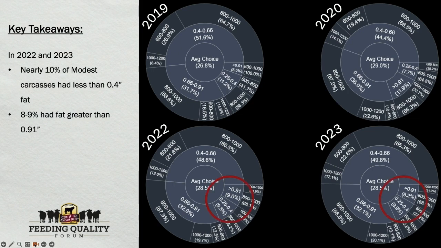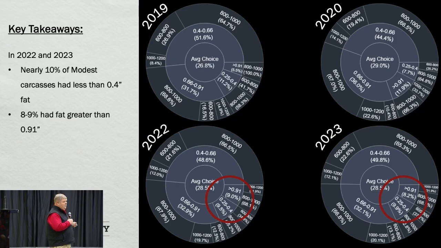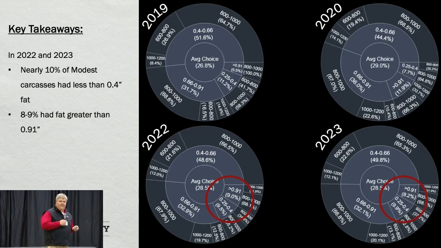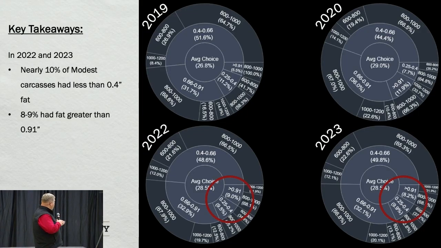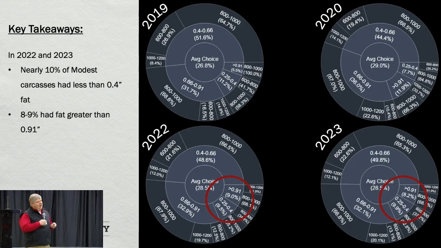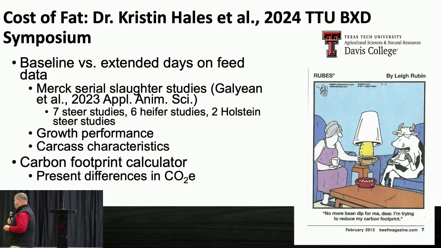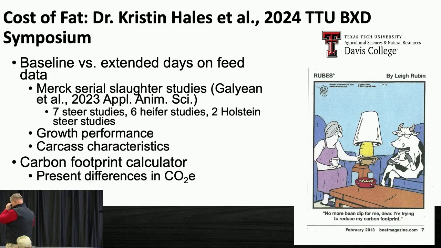In 2022 and 23, nearly 10% of modest or upper 2/3 choice carcasses had less than 4/10 of an inch of fat. Genetics are powerful. Genetics exist, not just in Angus, but in many other breeds as well, where we can produce a lot of marbling with a little bit of fat. 8 to 9% of those modest and higher carcasses had 9/10 or greater, which remember was the threshold value we set.